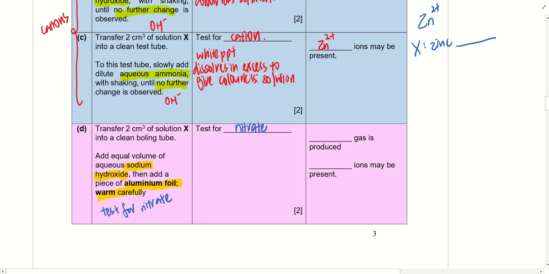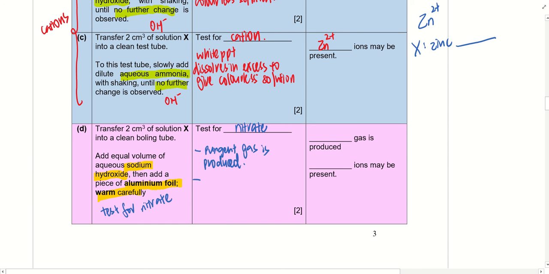Now what do you expect to see if nitrate is there? When you have this reaction, you form ammonia gas. I hope that when you conducted the experiment and warmed carefully, meaning you just heated it for a while, not boiling, you could smell something. So the first point you should mention is that a pungent gas is produced, because you can smell it.